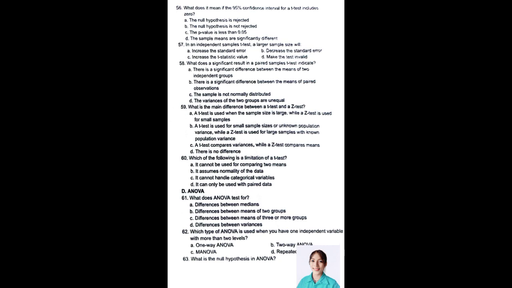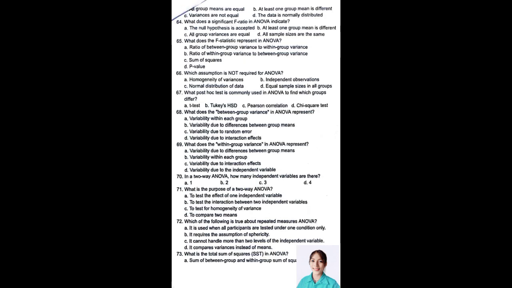Then we have number 63. What is the null hypothesis in ANOVA? The null hypothesis in ANOVA is all group means are equal. Then we have number 64. What does a significant F ratio in ANOVA indicate? It indicates that at least one group mean is different. So that's in option B.